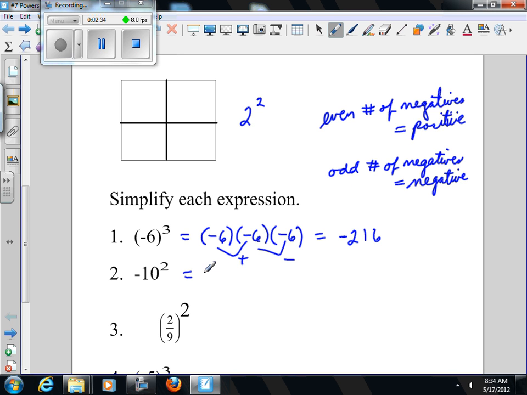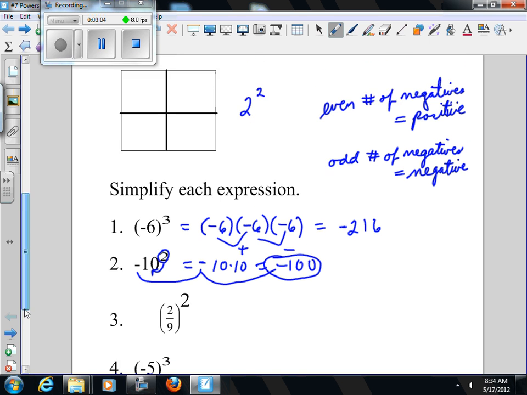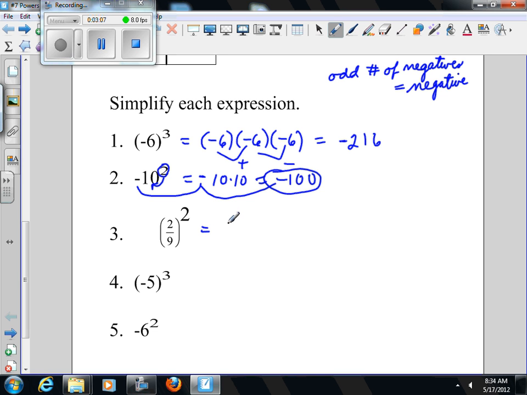We have negative 10 to the second power. The negative is not in parentheses, okay? The exponent only applies to the quantity immediately in front of it, which in this case is 10. It's not what's in parentheses. So all this means is we're just going to drag that negative along, and then we're going to say 10 times 10, which gives us 100. But remember, we're dragging the negative along, so we get negative 100. All right? Now let's say we have 2 ninths squared. That means we're going to say 2 ninths times 2 ninths. So we can't cancel anything. Let's multiply right across, so we get 4 over 81.